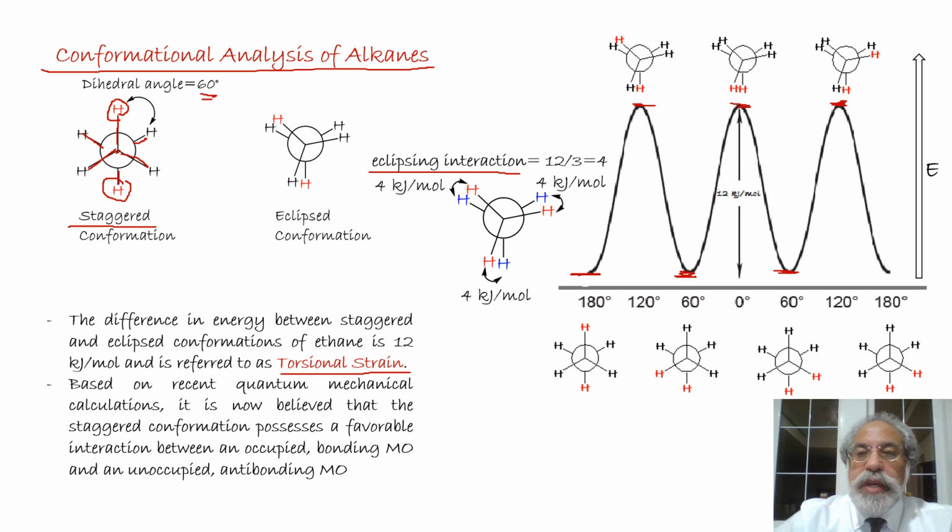Okay? The difference in energy between eclipsed form and staggered form is 12 kilojoules per mole. If you look at the conformer structure, we have 3 eclipsing interactions: 1, 2, 3. So if the total is 12, each hydrogen eclipsing interaction will be 12 divided by 3, so it is 4 kilojoules per mole.